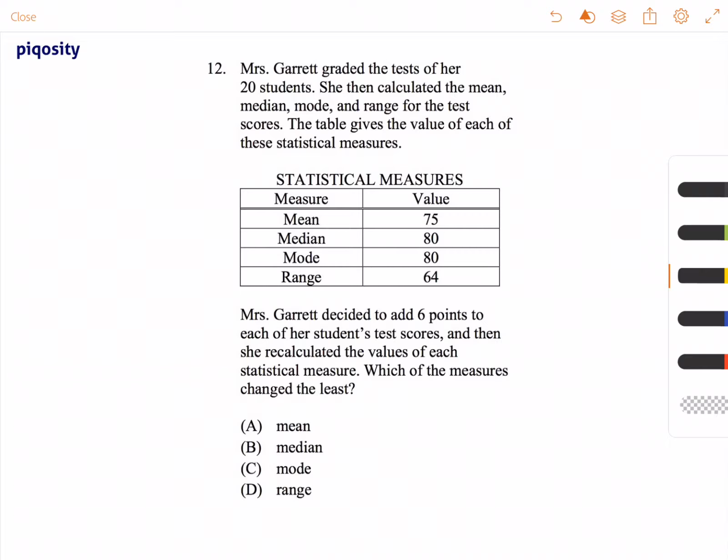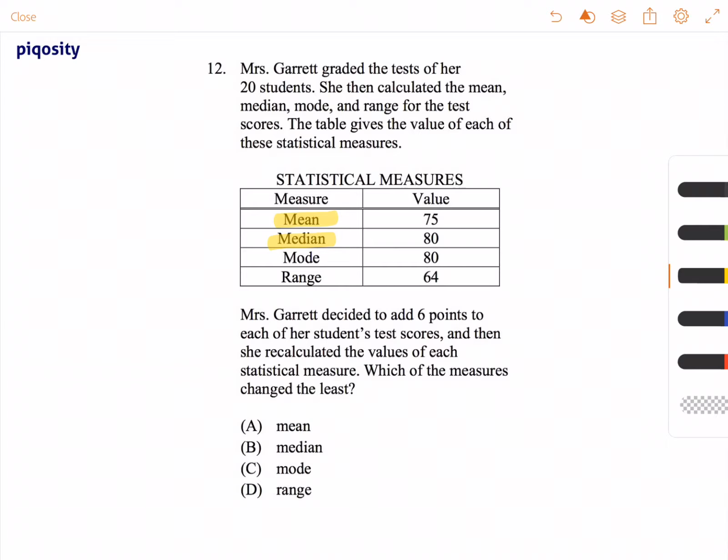This is Stephen, and this question is testing your knowledge, or at least if you understand the definitions behind mean, median, mode, and range. For mean, this is the average where you add up all of the values and then you divide by the number of values that there were to achieve the average of those values.